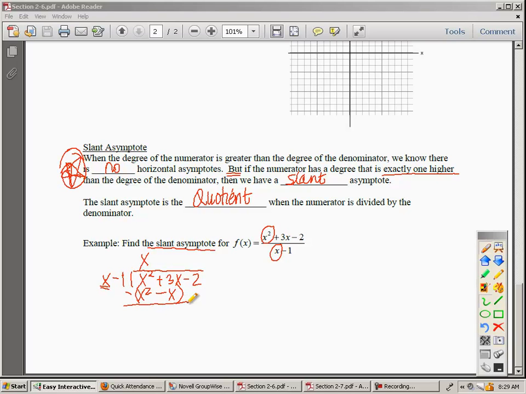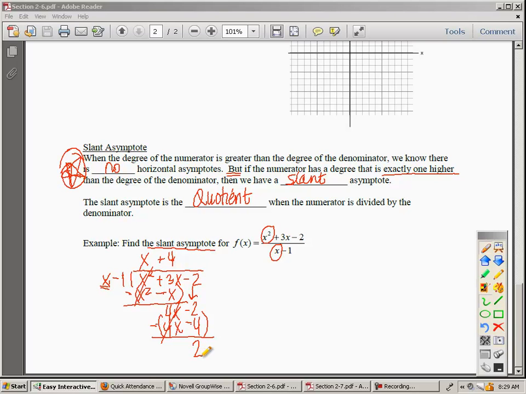And then I subtract. These will cancel. 3x minus a negative x means add an x. You get 4x and drop down the 2. One more time because you can go. x times 4 is 4x. 4 times -1 is -4. And I again subtract. My 4x's cancel. -2 plus 4 makes 2.